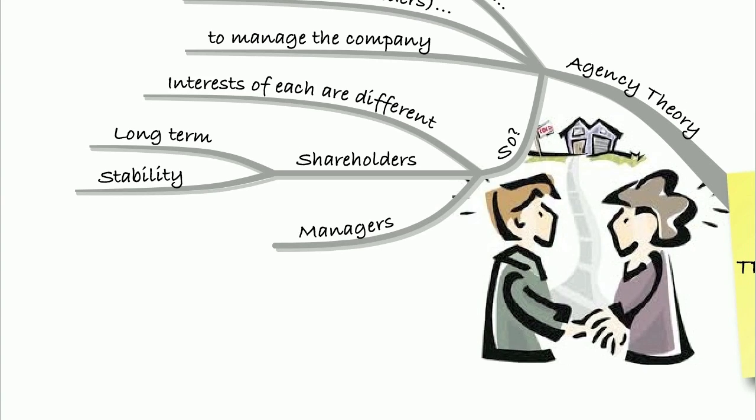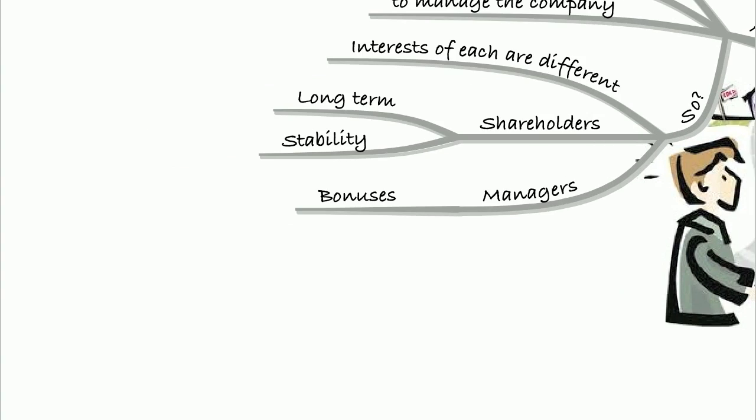Managers, on the other hand, well, they are interested in pay and bonuses, and they want it now in the short term. So shareholders want long-term stability, managers want short-term pay, bonuses, they want to gain power as quickly as possible. Those two interests are not the same. So managers may well take risks in the organisation to get those short-term returns that shareholders would feel are inappropriate given their long-term investment requirements.